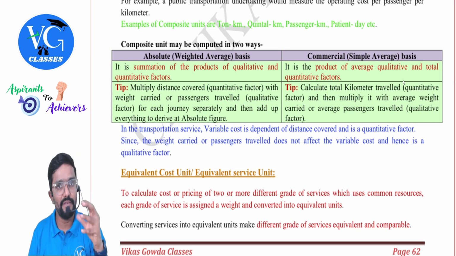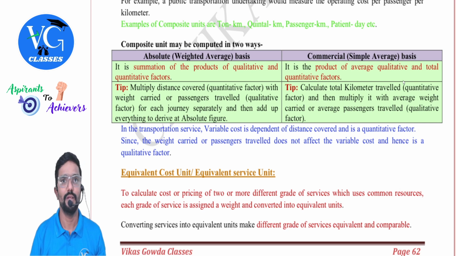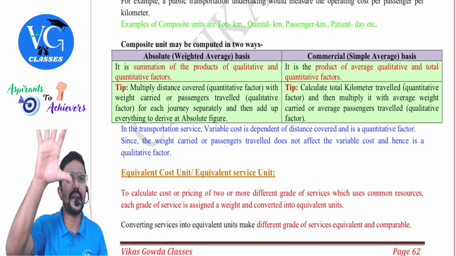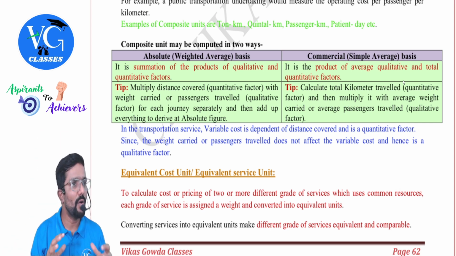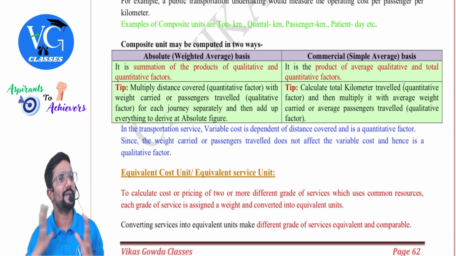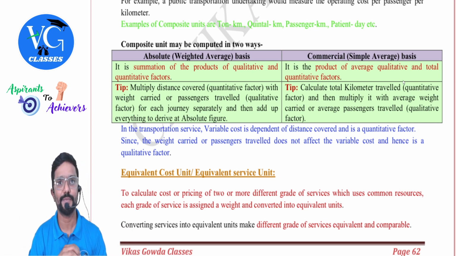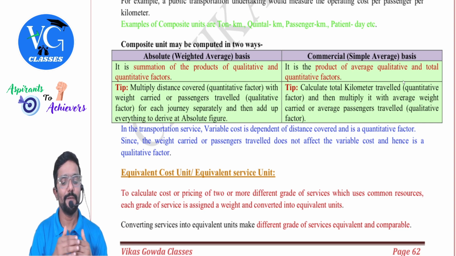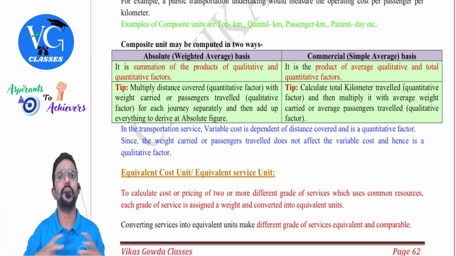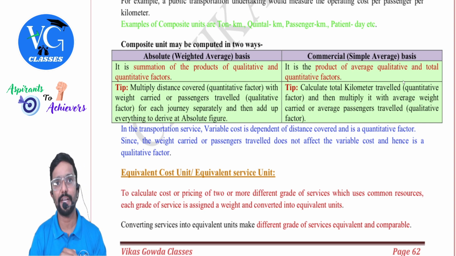Will variable cost vary with how much weight you are carrying? No. Will variable cost vary with how many passengers you are carrying? No. Assume the bus capacity is 100 passengers. Whether they are carrying 20, 50, 80 or 100 passengers, will variable cost vary? No. That means it is a qualitative factor. But if the number of kilometers traveled is 50 or 100, 150, 200, will variable cost vary? Yes. That means it is a quantitative factor.